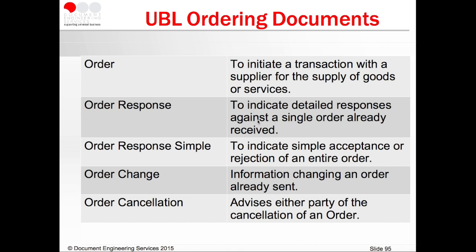So we can see there's an order response. In fact, there are two order responses. One, which we refer to as order response simple, is a simple acknowledgement. The order has been received and accepted, or it's been rejected. The order response message itself can be more complicated and give more detailed response against the order. You can change an order that's already been submitted, and you can cancel an order. Each of those documents corresponds to a UBL standard XML schema.